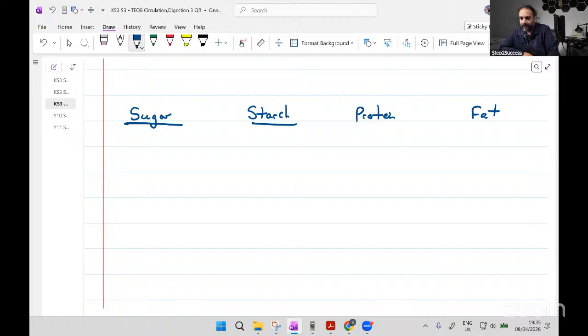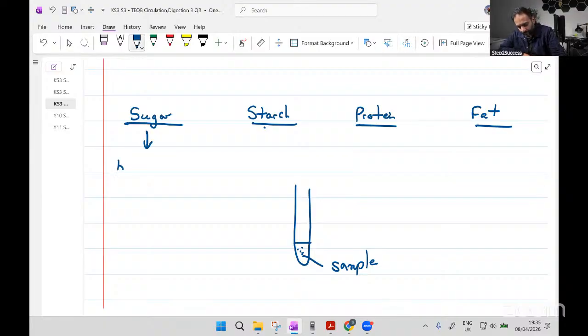Similarly, if I want to find out if it contains starch or protein or fat, what it involves is getting a test tube, crushing up a little bit of your biscuit or whatever it might be, and putting it in some water. That becomes your sample that you're going to test. Into that sample, depending on which of these four you're testing for, you add a different solution. The solution you add for sugar is called Benedict's solution. For starch, it's called iodine. For protein, it's called biuret. And for fat, there's two, but I'm going to go with the one that's called ethanol.